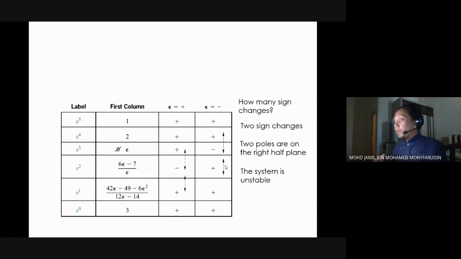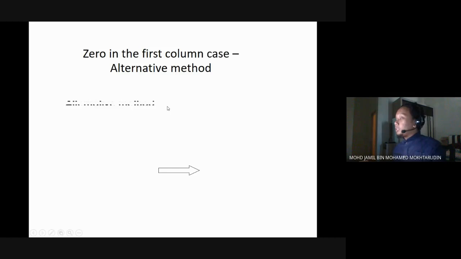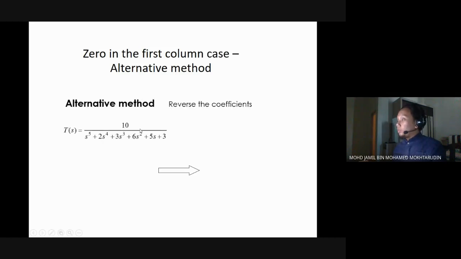It might confuse some of you because you need to substitute epsilon with a very small positive or very small negative value. So there is another method, okay? An alternative method is by first, you can reverse the coefficient of the denominator. So you start with, instead of s to the power 5, 3s to the power 5, followed by 5s to the power of 4, 6s to the power of 3, 3s to the power of 2, 2s plus 1. So you basically reverse the coefficient.